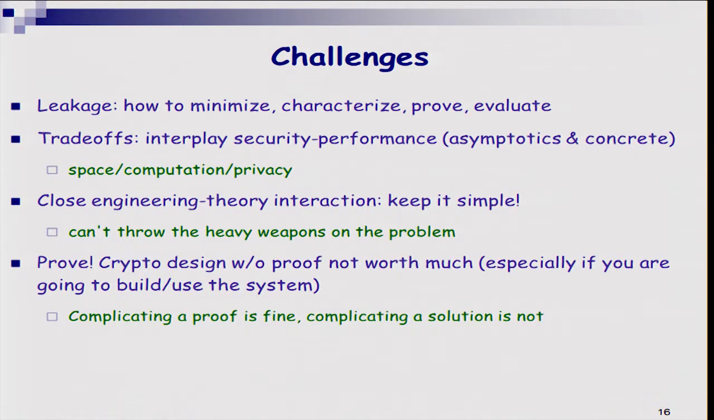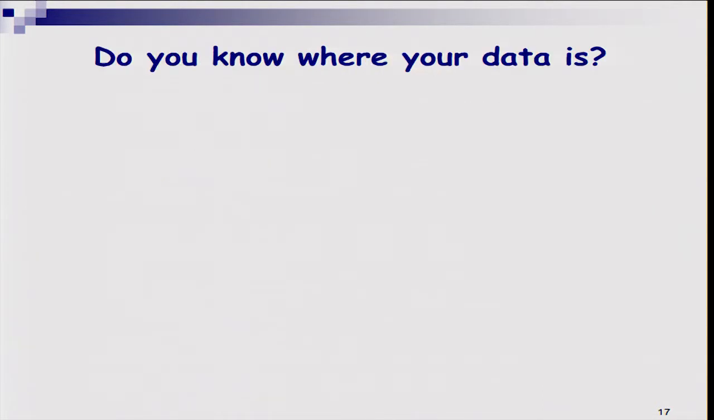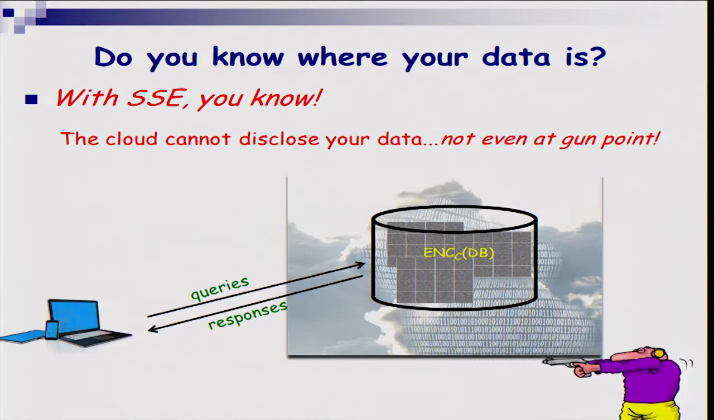Also, complicating a proof is fine. Complicating a solution is not. That's something to take into consideration. I call this whole thing the challenge of being imperfect. And at the end of the paper, there is a list of open problems. So do you know where your data is? With SSE, you know. The cloud cannot disclose your data, not even at gunpoint.